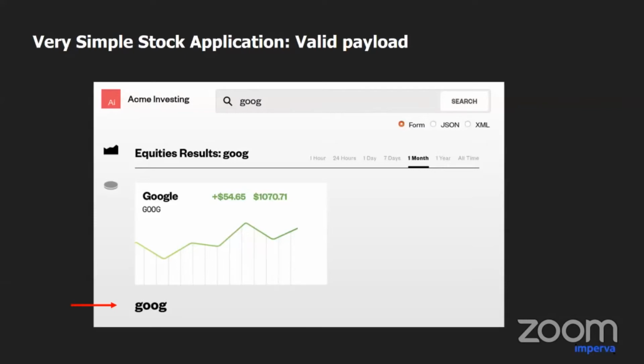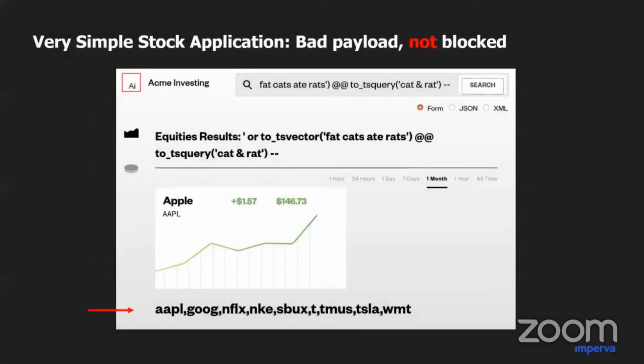Now, if we put in a bad payload, a SQL injection attack, as the one you can see here, what the application does without any protection is that the SQL injection is essentially a tautology, and it has resulted in the entire database table being returned to the application. You can see there at the bottom AAPL, Goog, and so forth for the rest of them. And that is without protection.